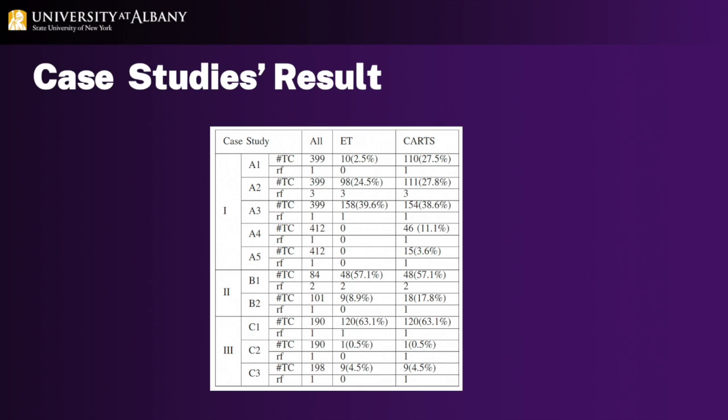In this table, the TC represents the selected test cases. The RF represents regression faults. From the table, we clearly see our method CARTS can select all the regression faults. ET can select regression faults and has better performance at code change. However, it fails in several cases like A4, A5, B2, C2, C3, which are execution context-related changes.